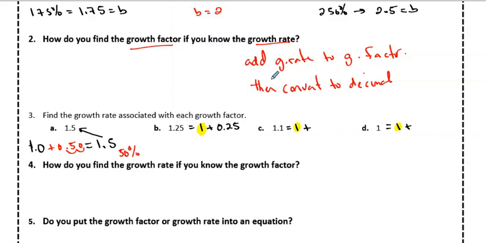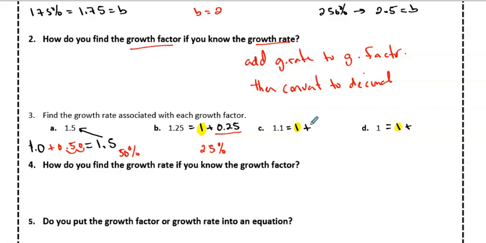Okay, so what am I doing to that 100%? Well, right now it's a growth rate, a growth, meaning I'm increasing something. So I'm increasing by 0.25. Well, what's 0.25 as a percent? So my growth rate is 25% or 0.25.